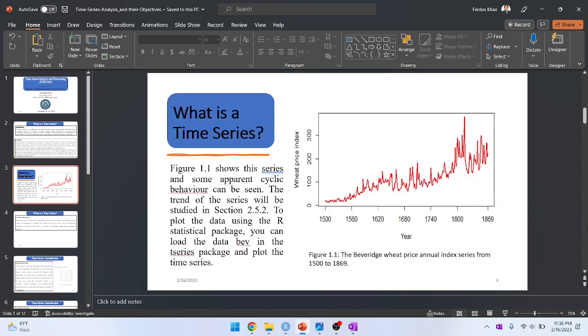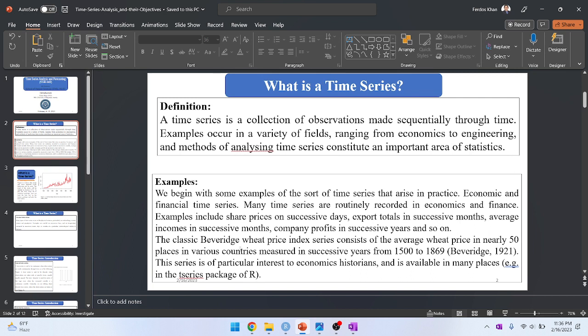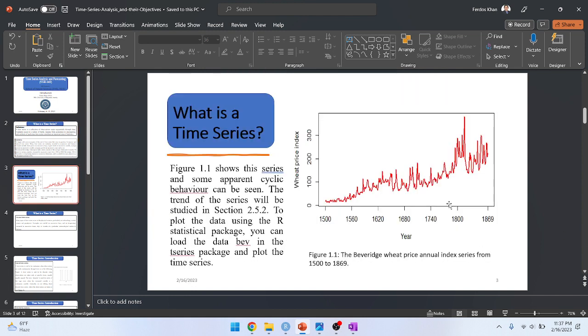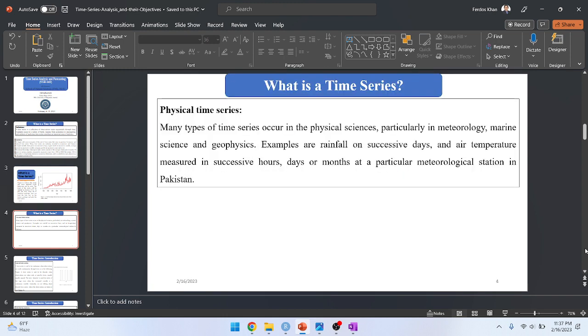So this was the time series which we discussed in this slide, the wheat price data from 1500 to 1869, and you can plot this data like this. It will look like this. I will show you how you can plot this data in the next lecture. In the coming lectures, we will see how to read this data from that package and how to draw this. But today I will focus on the objectives.